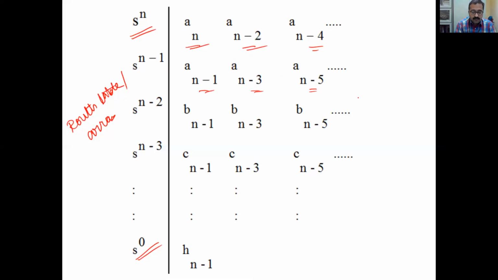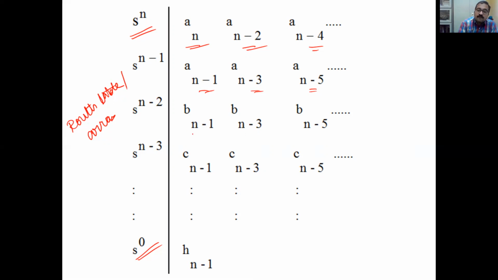So from the given characteristic equation, you can always construct the first two rows of the Routh table, s raised to n and s raised to n minus 1. Other rows have to be computed: bn minus 1, bn minus 3, cn minus 1, and so on up to hn minus 1. All other entries have to be computed. So from the third row onwards, you have to do some computation.